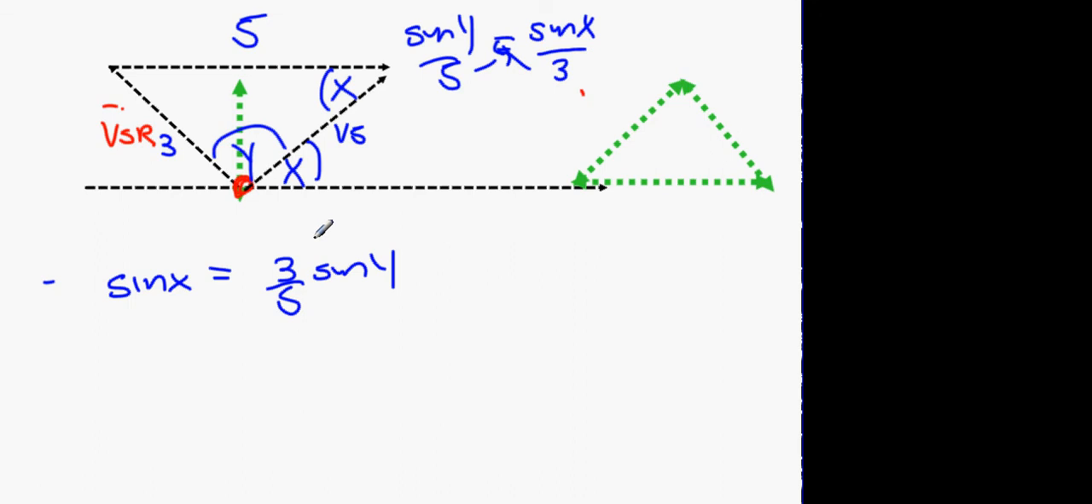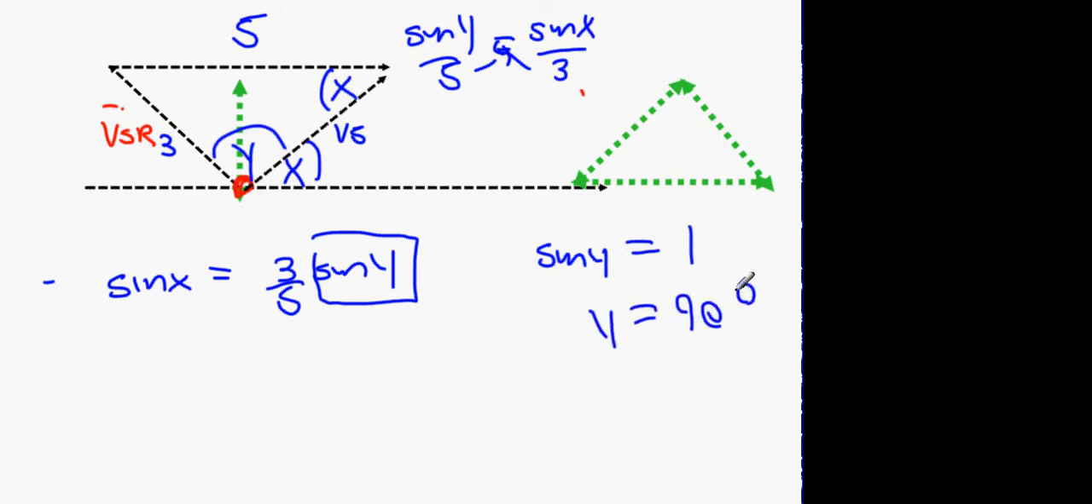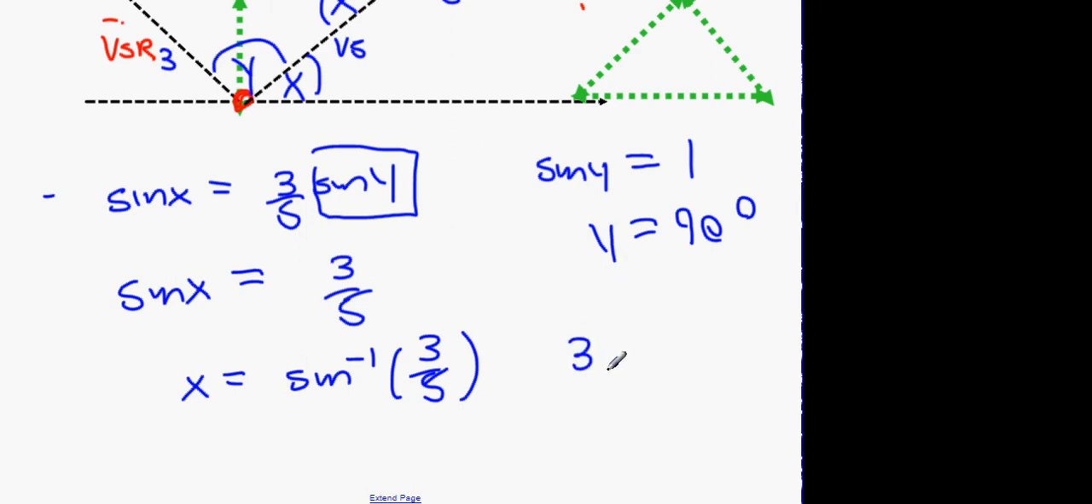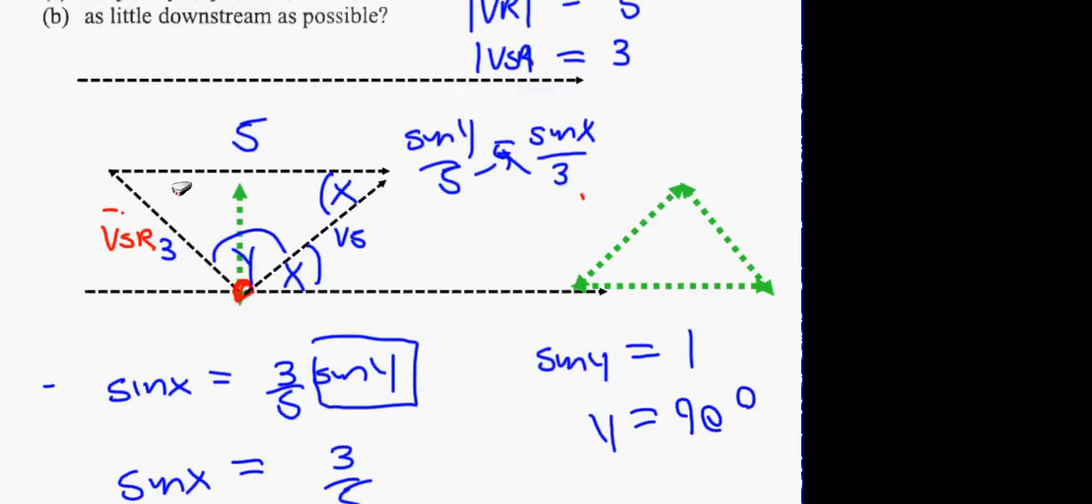So when is sine y at its maximum value? Can anybody tell me? Sine y equals its maximum value of 1 when y equals 90 degrees. This in turn means that sine x equals 3/5, and this in turn will mean that x equals sine inverse 3/5. And what is sine inverse 3/5? Anyone know sine inverse 3/5? Is it 36.87 or something like that? Is it? Okay. 36.87 degrees.